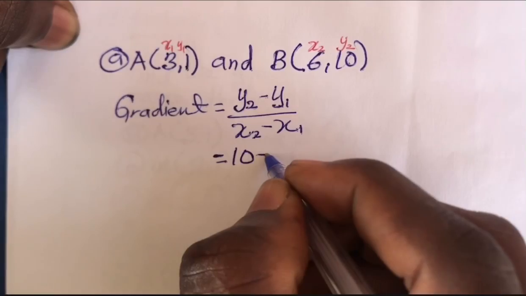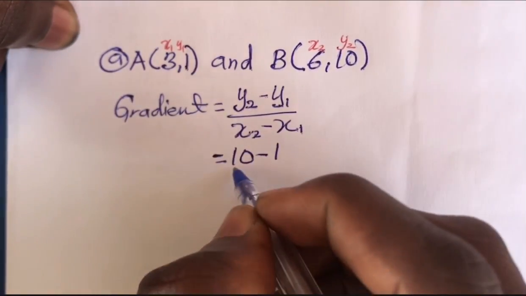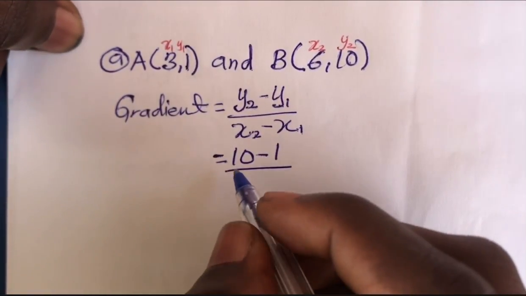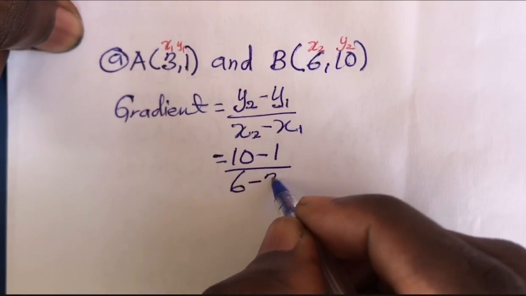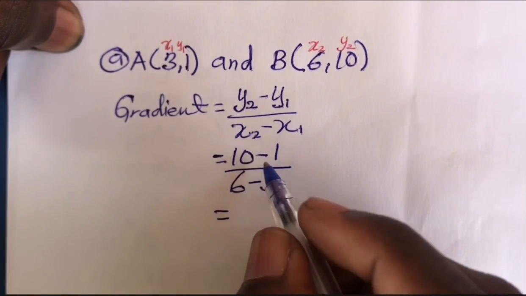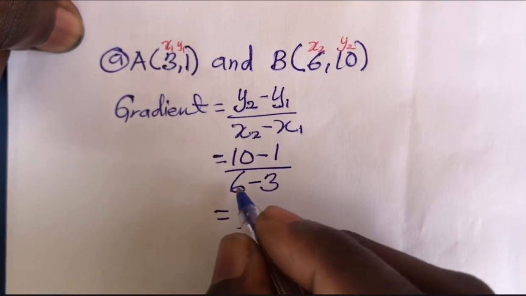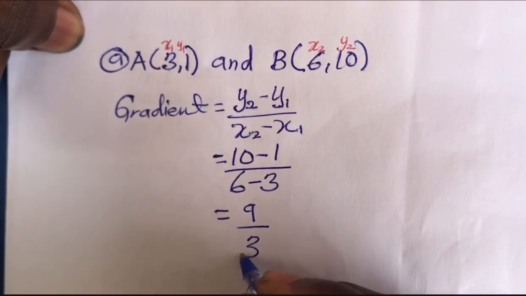y2 is 10 minus y1 is 1, all over x2 is 6 and x1 is 3. So 10 minus 1 is 9. 6 minus 3 is 3.